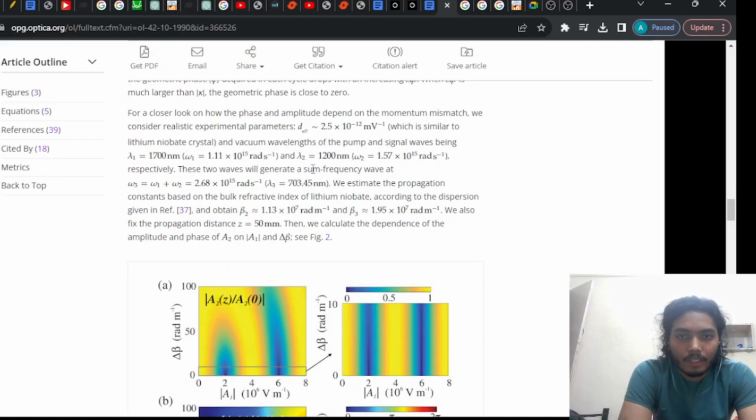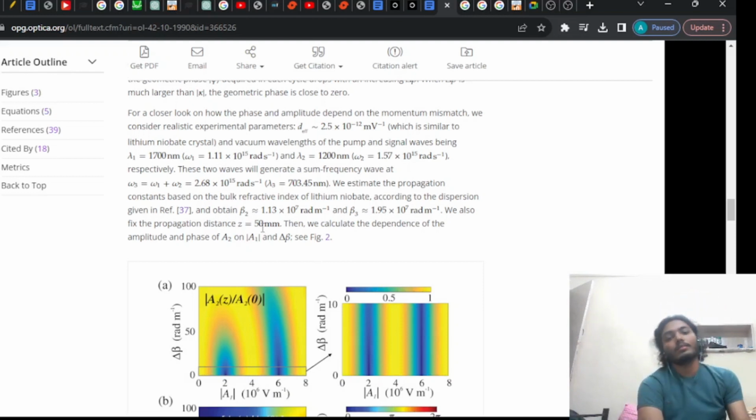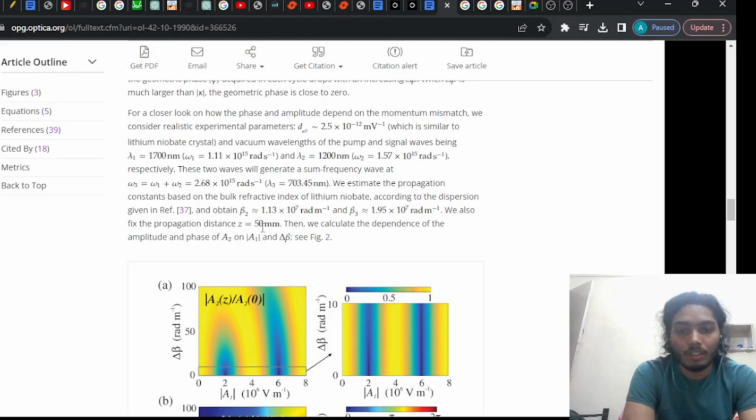and for omega 3, that is 2.68 into 10 to the power 15 radian per second, the wave vector or phase is given by 1.95 into 10 to the power 7 radian per meter. And we are analyzing this at the other end, that is at z equals 50 millimeters away from the origin.